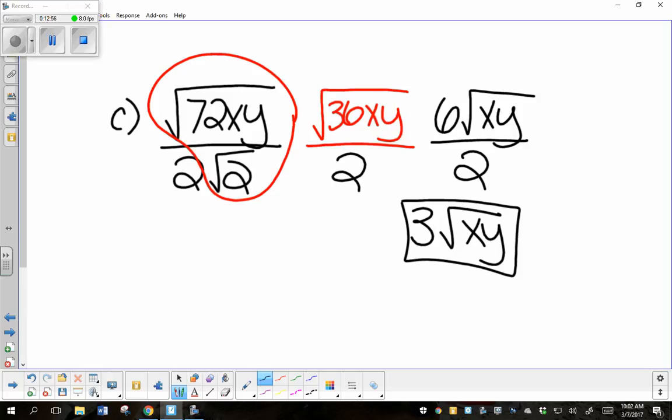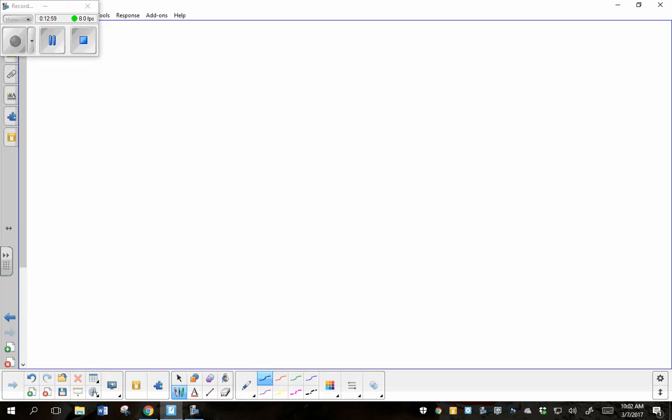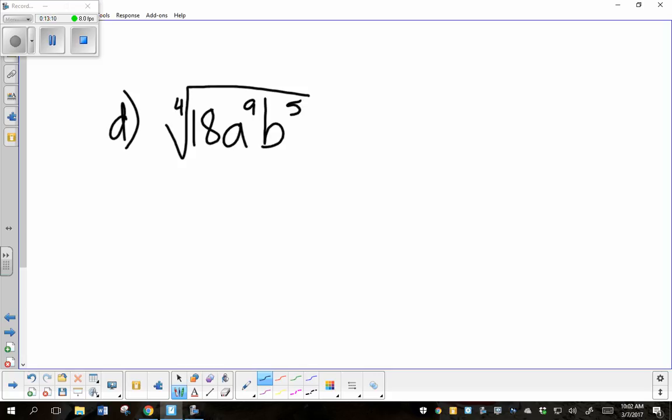All right, one more problem and we're halfway done. We've got the 4th root of 18a to the 9th, b to the 5th, all over the 4th root of 3b.